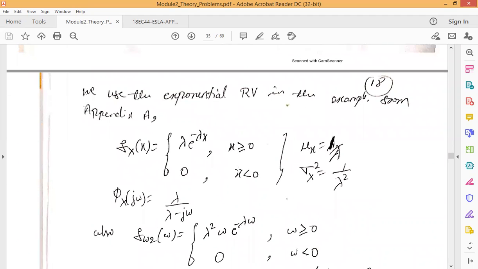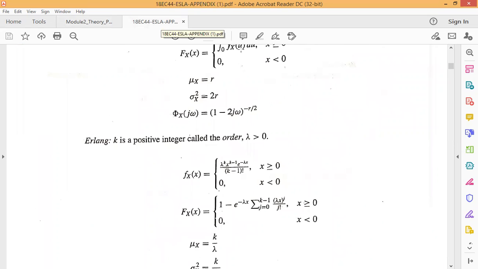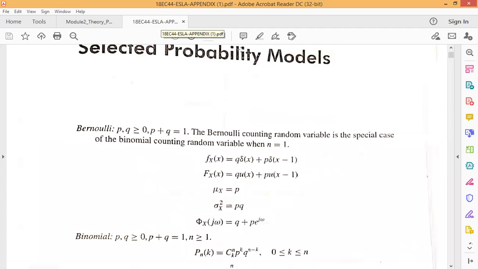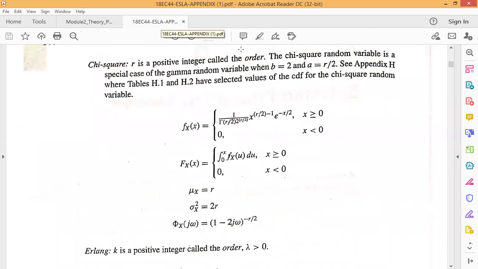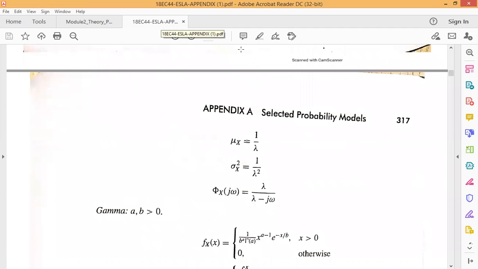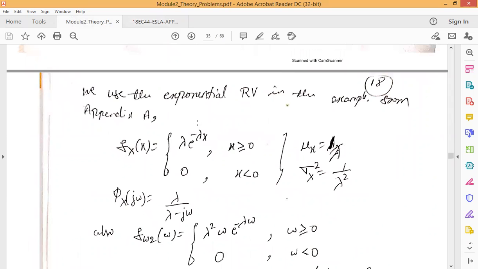Here we can consider the exponential random variable. If you go to appendix A, the PDF, mean, variance, and the characteristic function are there. From this appendix A, we can copy the parameters for this exponential random variable. The PDF for the exponential random variable is given as lambda e to the power minus lambda x for x greater than or equal to 0, and it takes the value 0 for x less than 0.